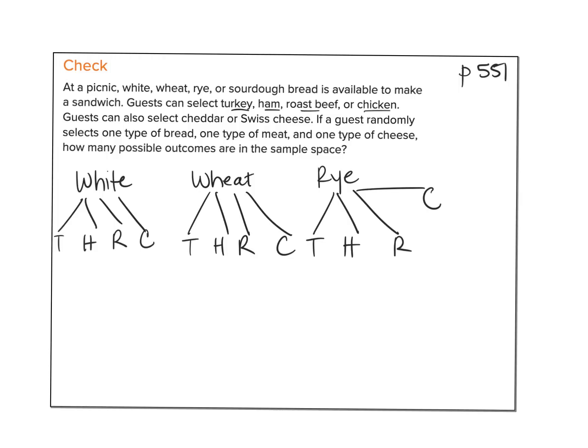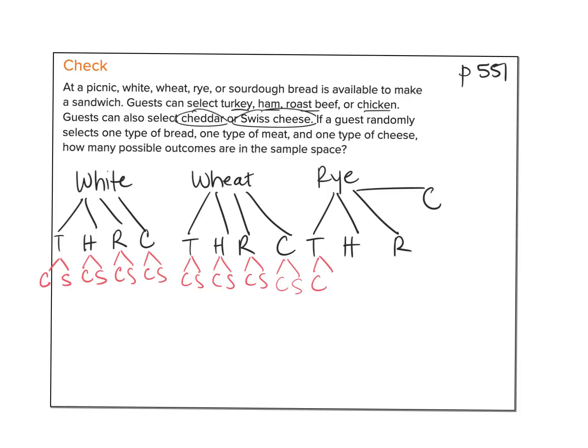Now after that, I can choose my cheese. I can get cheddar or Swiss cheese. So now off of each of the meats, I have to do my cheese. I can get cheddar or Swiss. You see how I'm drawing 2 off of each. Same thing here. The different types of cheese I have to draw for each of them. You guys are gonna see this is a lot of outcomes.